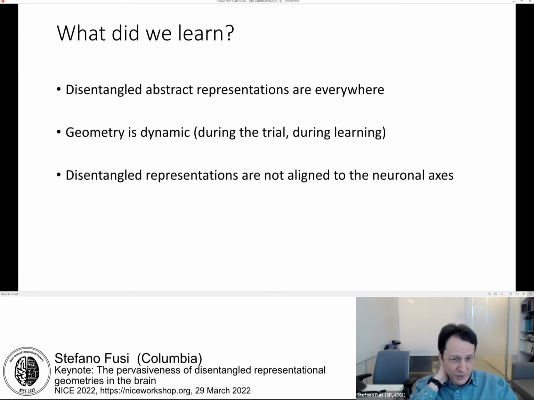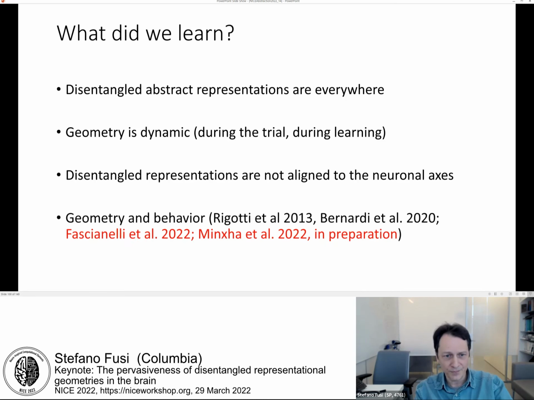Okay, so typically, in all the data sets that we analyzed, I didn't have time to show you this ablation analysis for all the data sets, but it's true for all of them, that disentangled representations are not aligned to the neuronal axis. The neurons actually respond to all the relevant variables. They have what we call mixed selectivity. They have very diverse responses. The representations are highly distributed across multiple neurons. So it's really important, whether you're considering an artificial system or the real brain, to analyze populations of neurons and don't focus too much on single neuron properties.